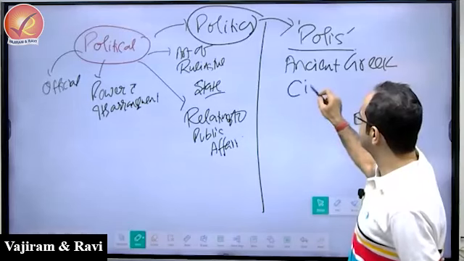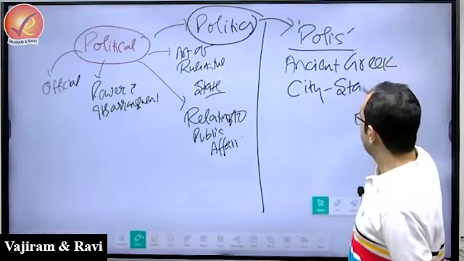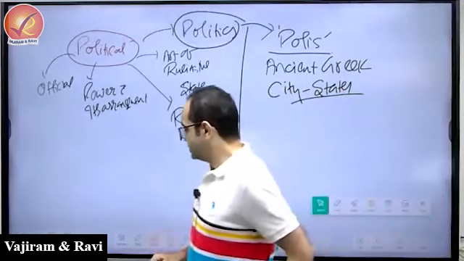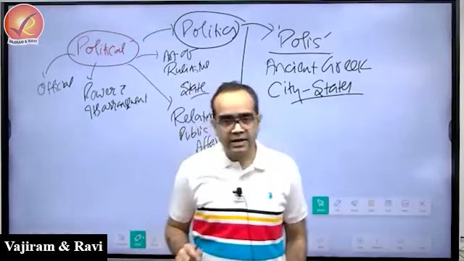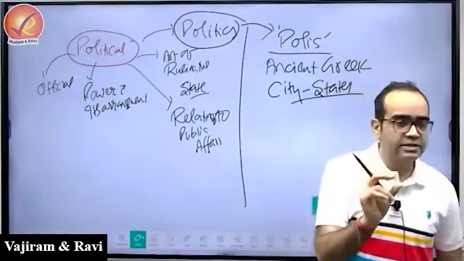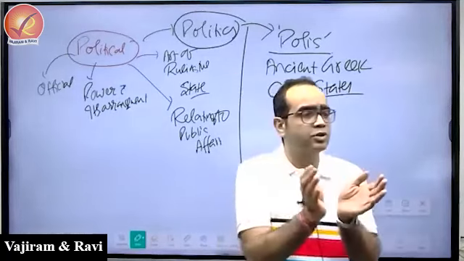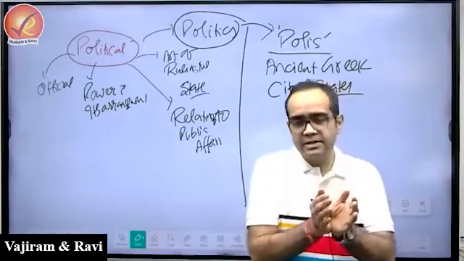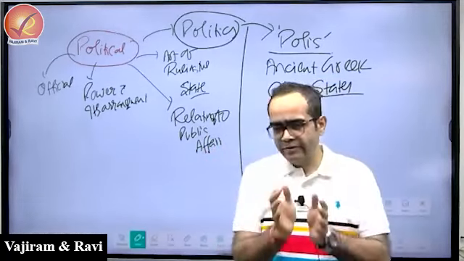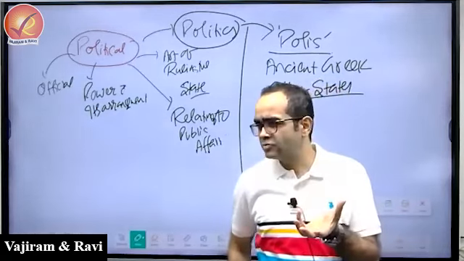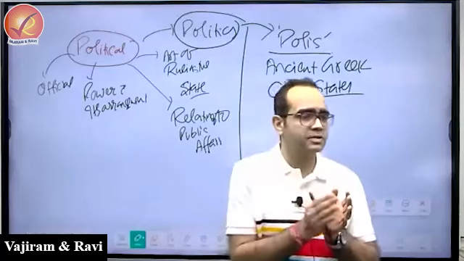Ancient Greek city-states. Now, I'm using the word city-states. City-states that we'll be discussing in detail also. City-states were basically small units of governance. These states were independent of each other, having very less population, maximum 10,000, 15,000. It was a close-knit society.